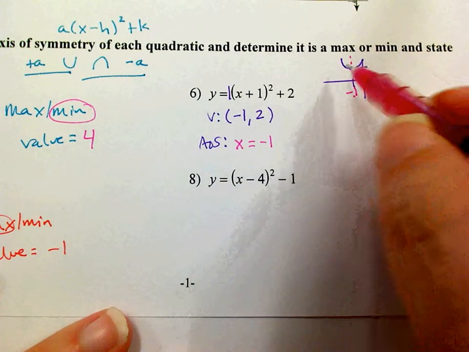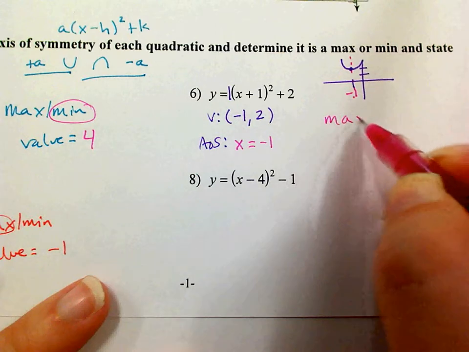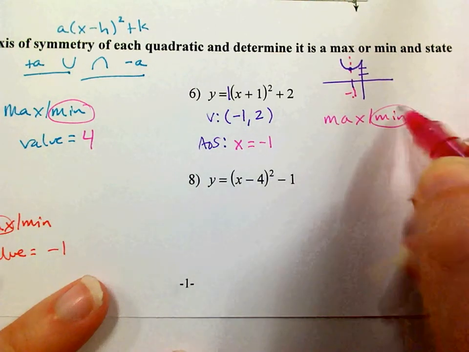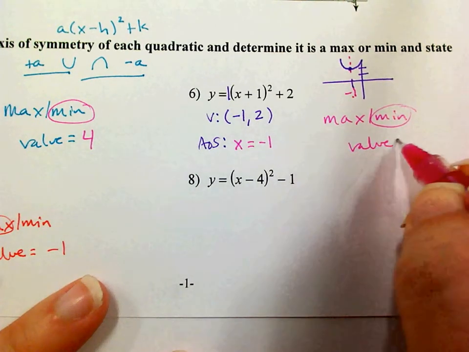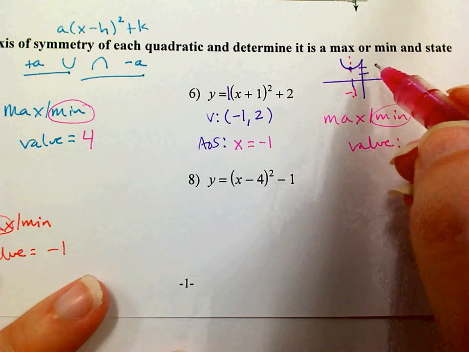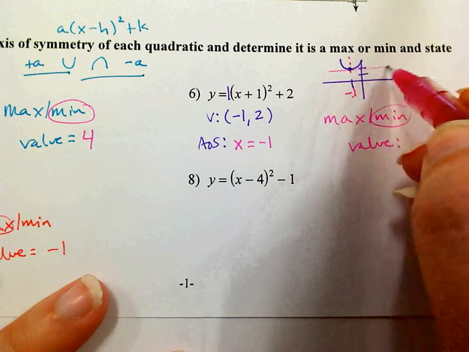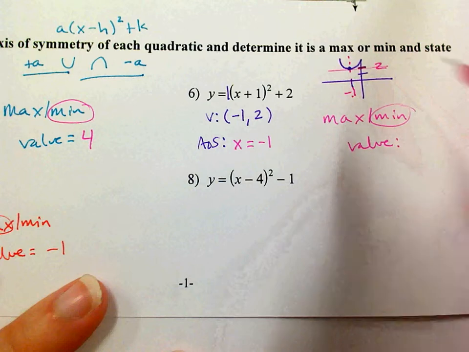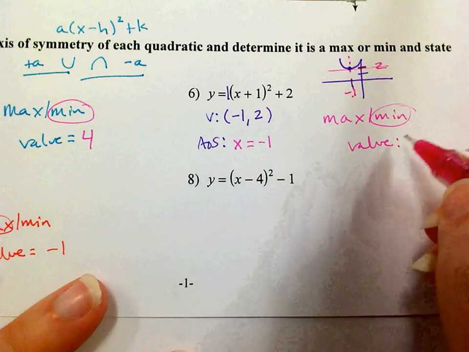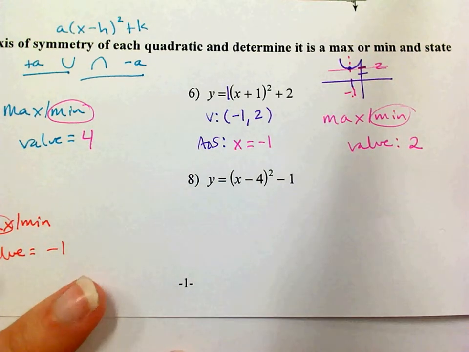Through looking at that, I can tell that it's going to be a minimum. And then what is the minimum value? What's the lowest this function goes? The lowest the function goes is 2, right? So the minimum value is 2.